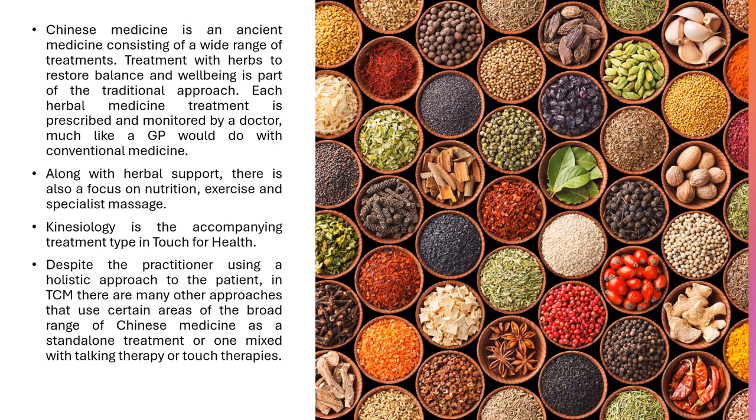Chinese medicine is an ancient medicine consisting of a wide range of treatments. Treatment with herbs to restore balance and well-being is part of the traditional approach. Each herbal medicine treatment is prescribed and monitored by a doctor, much like a GP would do with conventional medicine. Along with herbal support, there is also a focus on nutrition, exercise, and specialist massage. Kinesiology is the accompanying treatment type in Touch for Health. Despite the practitioner using a holistic approach to the patient or client, in TCM there are many other approaches that use certain areas of the broad range of Chinese medicine as a standalone treatment, or one mixed with talking therapy or touch therapies.